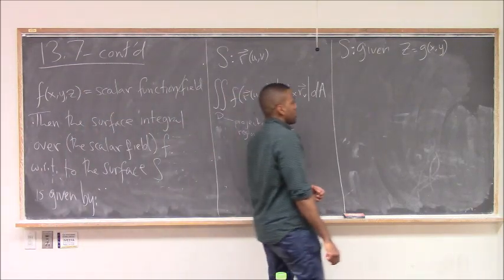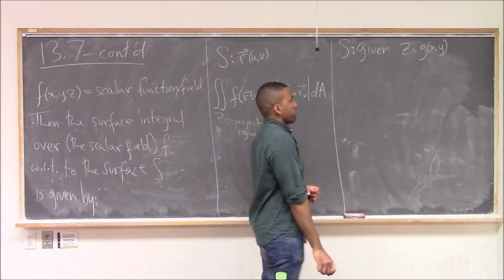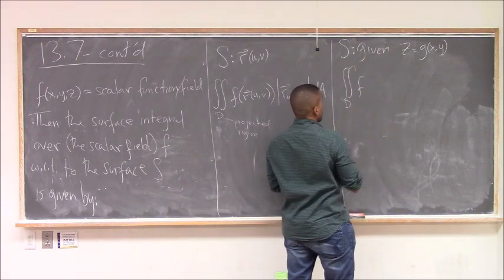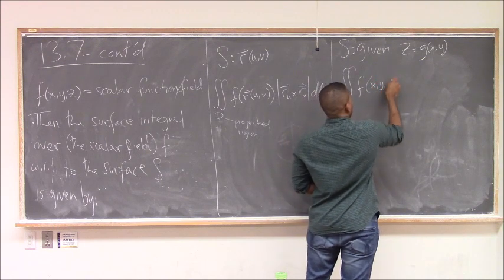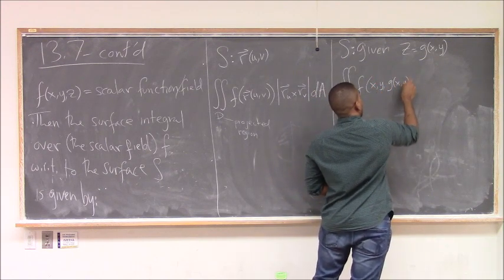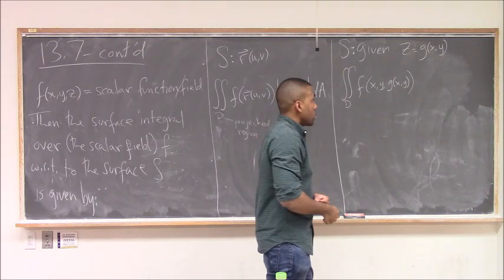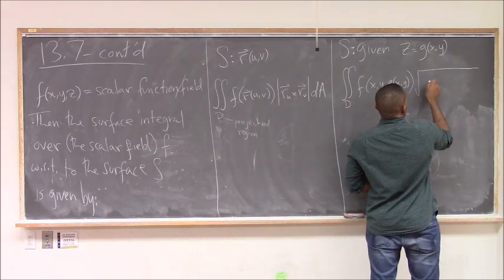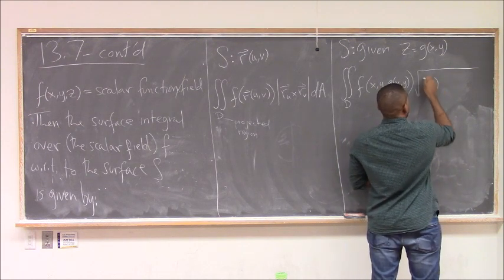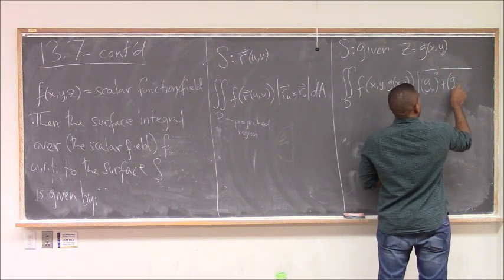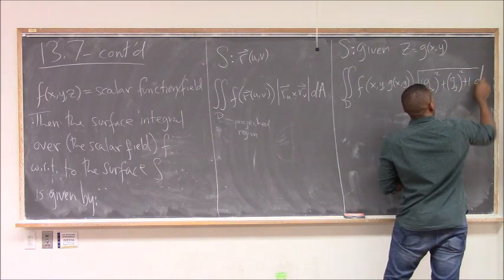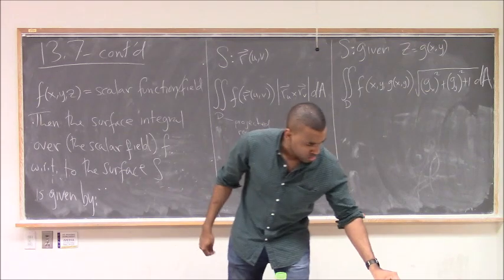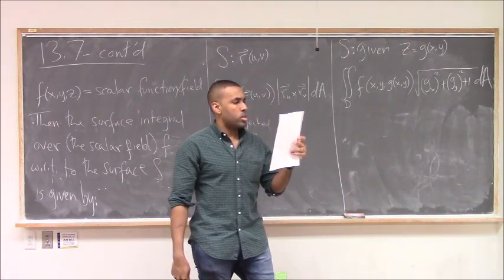What would it look like over here? It's going to be a double integral of F of x, y, and g of x, y, where you replace g with whatever its function is, times the square root of, in this case, the partial of g with respect to x squared plus the partial of g with respect to y squared plus 1. By the way, that was the answer to the first two questions on the quiz, I believe.